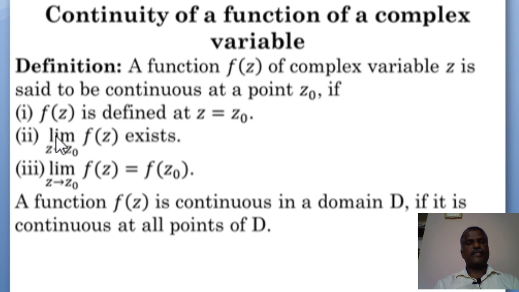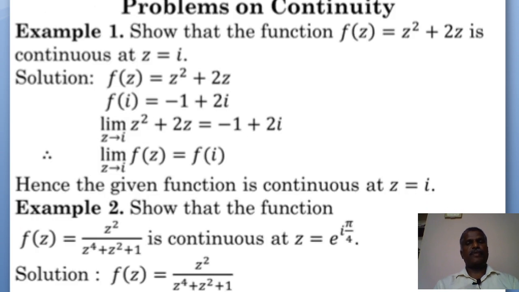And the second condition, the limit of f(z) as z tends to z naught exists, and that limit is equal to f(z naught). That is the third condition. It is the same as the case of real functions. A function f(z) is continuous in a domain D if it is continuous at all points of D. Now we have to solve some problems on this.